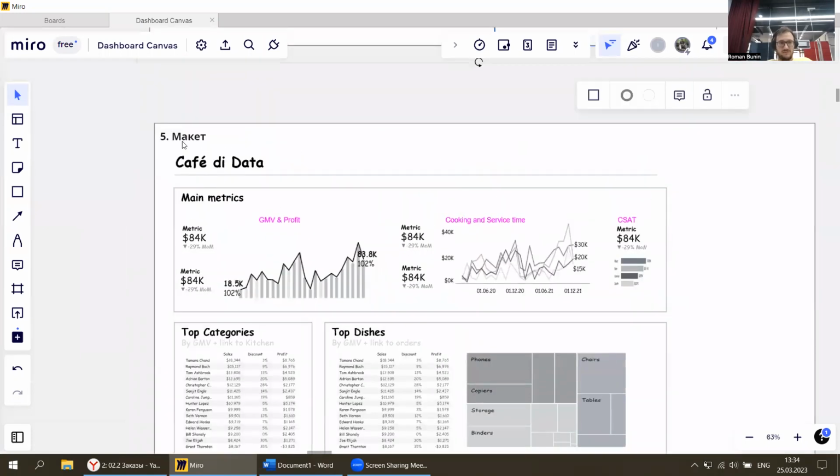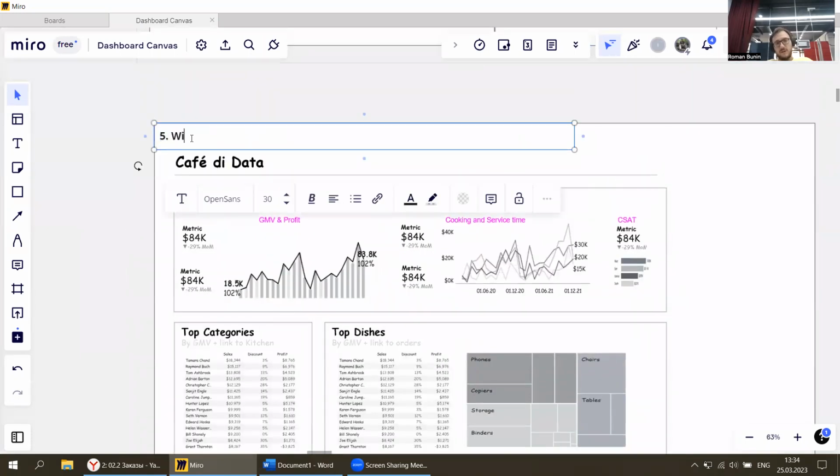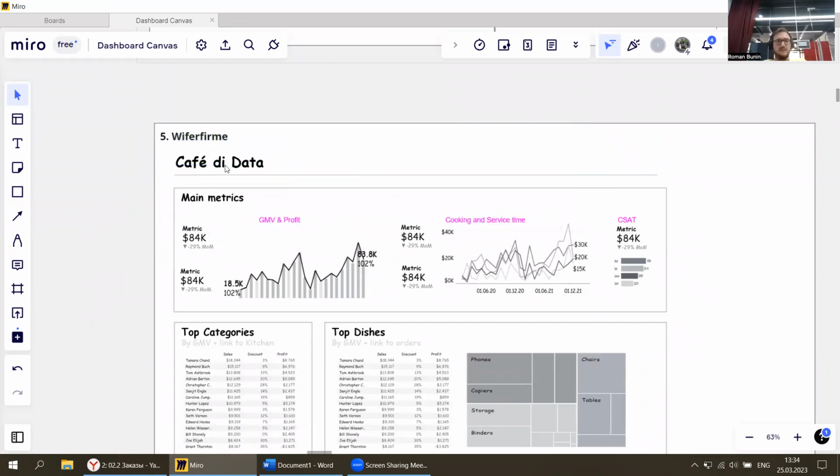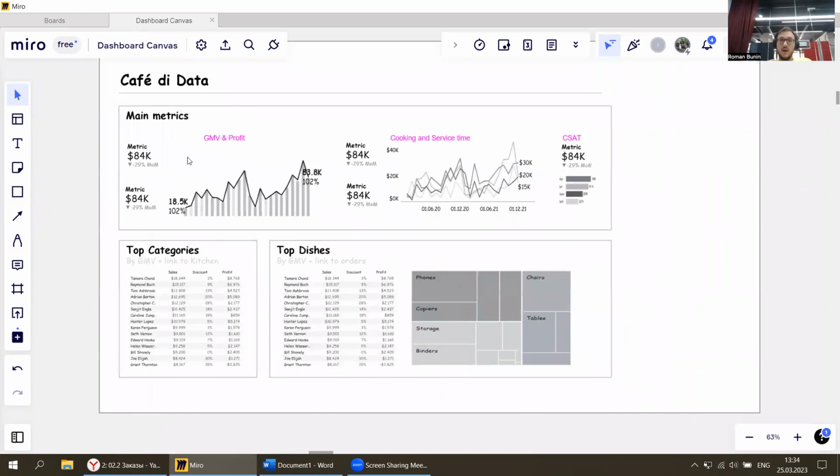Oh, I haven't translated. Wireframe. Oh my gosh, you're going to see that I'm really bad at spelling. No, it's not this way. Okay, never mind, I'll check it.